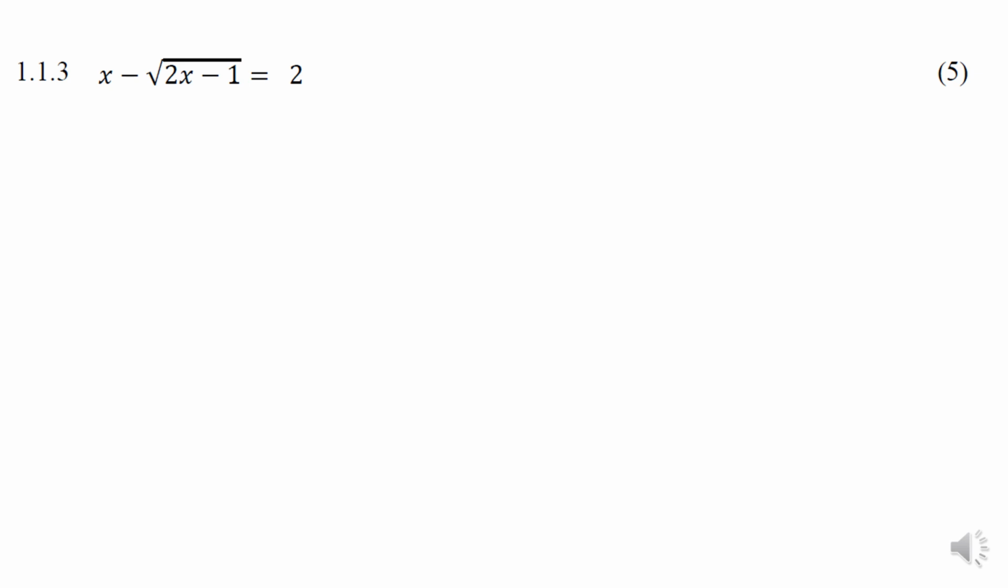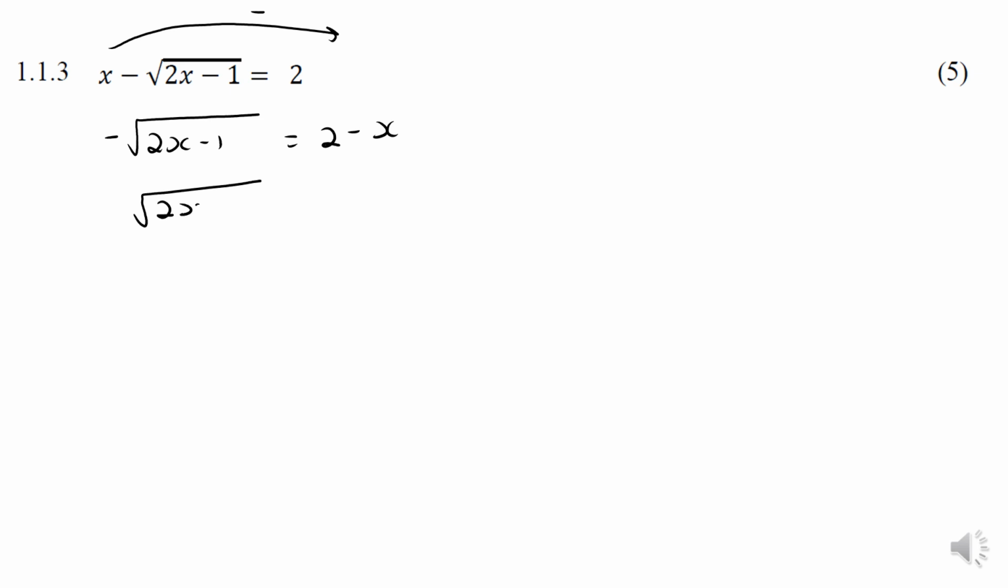For 1.1.3, we're working with an equation in a surd. We have x minus square root 2x minus 1 equals 2. So our first step would be to get the surd alone. If I take over the x, it's going to become a negative. So I'm going to have negative square root 2x minus 1 is equal to 2 minus x. From here, I'm going to divide by a negative, so I can have my positive square root 2x minus 1 equals negative 2 plus x.